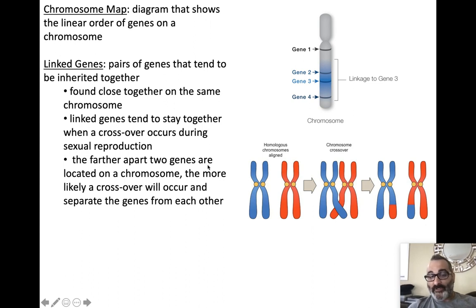The farther apart 2 genes are, the more likely a crossover will occur and separate them. So for example, this 4 or this 4 could get separated from the 1 when the crossover happens. So that would allow for variation. Okay, but linked genes, they're the ones that stay together.